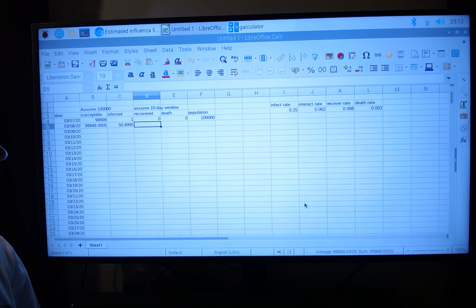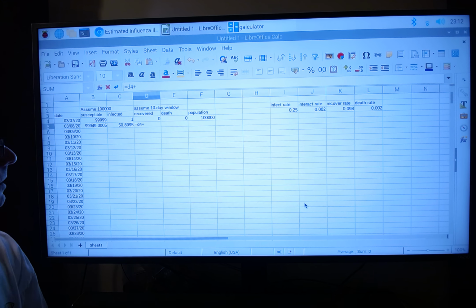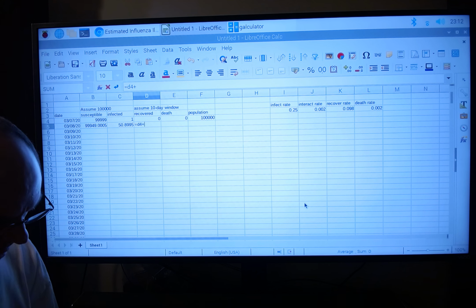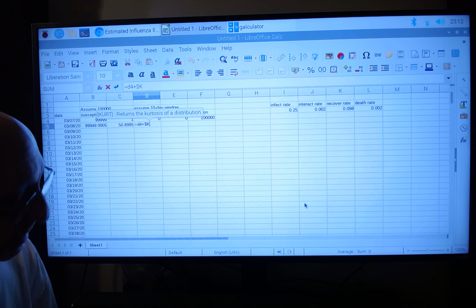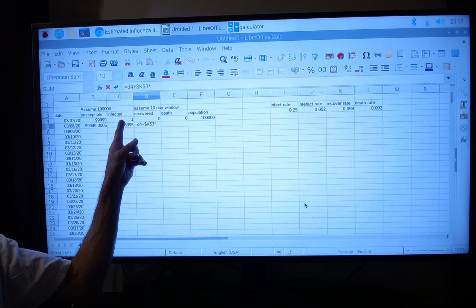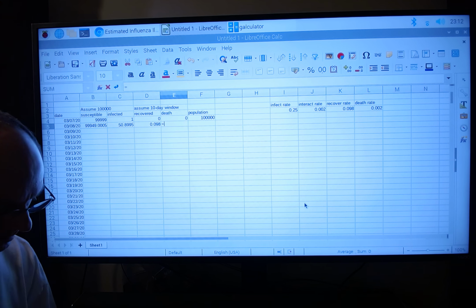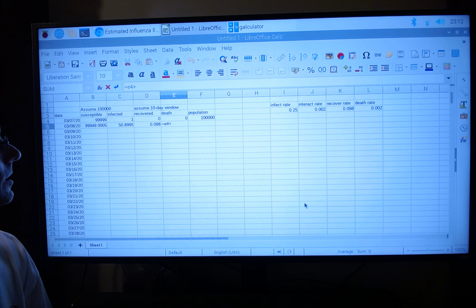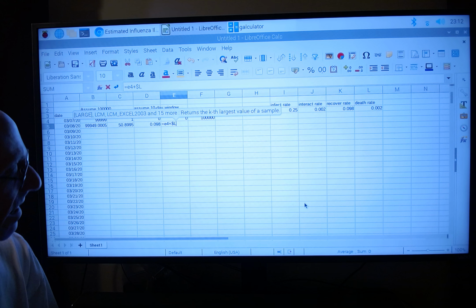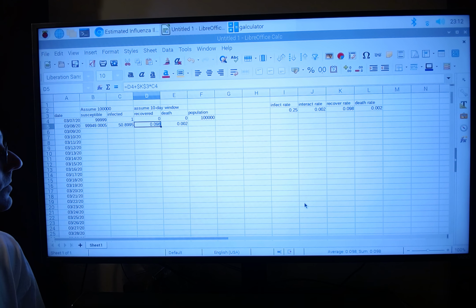Okay, now our recovered pool is going to be D4 plus our recovery rate, K3 times C4, and the death pool is E4 plus L3 times C4. Okay, and let's sum that to make sure our math is correct.